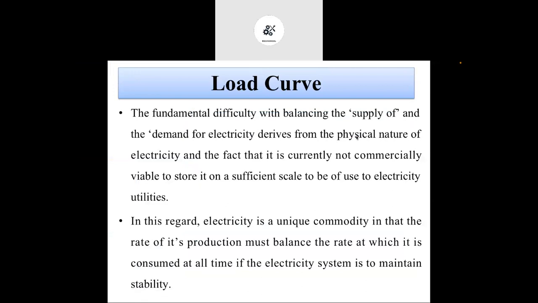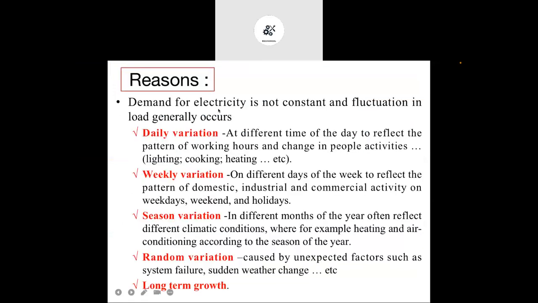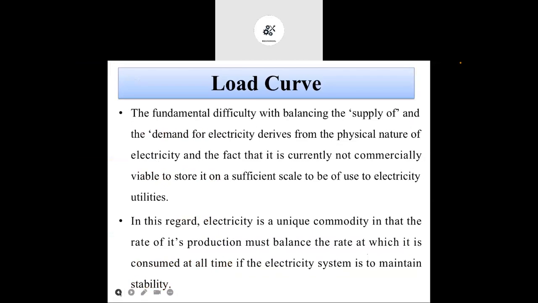Good morning, everyone. So today we are going to see the load curve, the load duration curve, the difference between the load curve and the load duration curve, and also the numericals on this load curve. This particular point is very important whenever we are considering carrying out the economical analysis of the power plant.